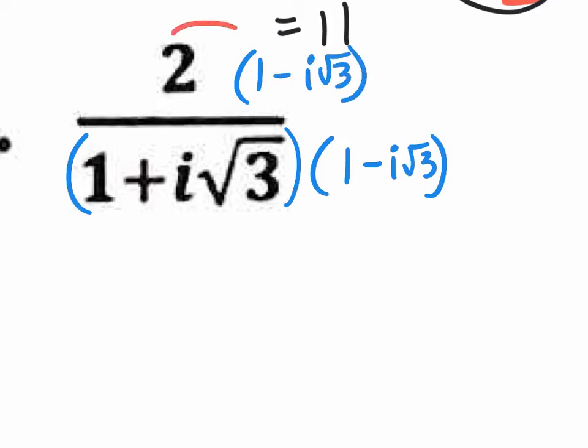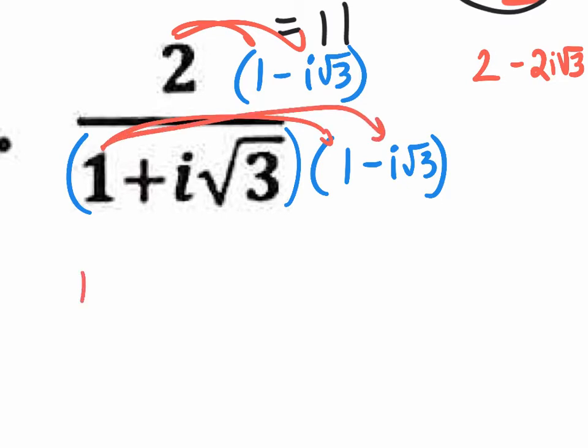So up on top, 2 times 1, that's going to be 2. 2 times i square root of 3, with a negative in front, that'll be a minus 2i square root of 3. So that's what we have up on top. On the bottom, we have 1 times 1, that's 1. 1 times negative i square root of 3 is negative 1i square root of 3. You don't have to put the 1. You can just put negative i square root of 3. If you want, you can put the 1.